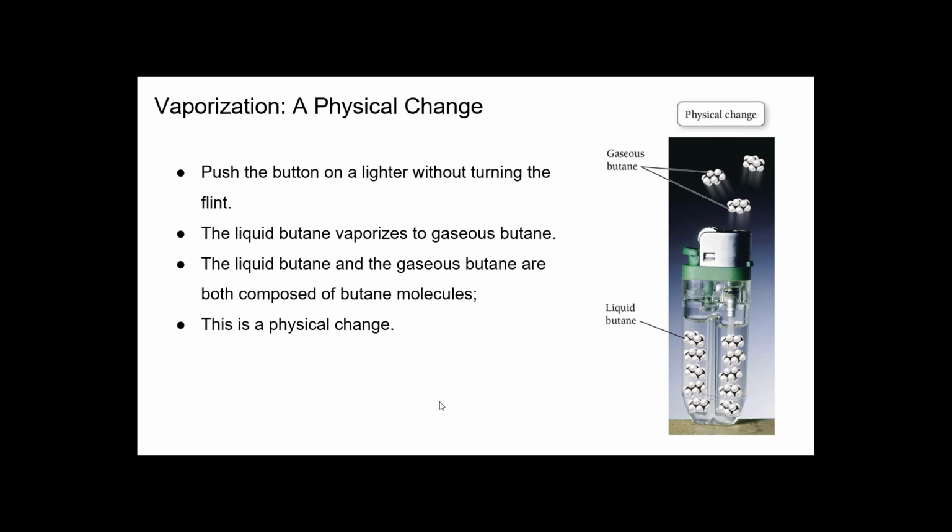So vaporization: you push the button on a lighter without turning the flint. Liquid butane vaporizes to gaseous butane. The liquid butane and the gaseous butane are both composed of butane molecules. This is a physical change. It went from liquid to gas. It's still butane. So butane will change from a liquid to a gas the minute it hits the air. This is a physical change because it is still butane molecules.